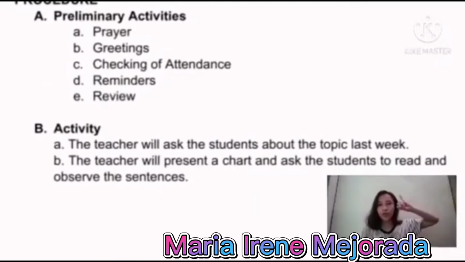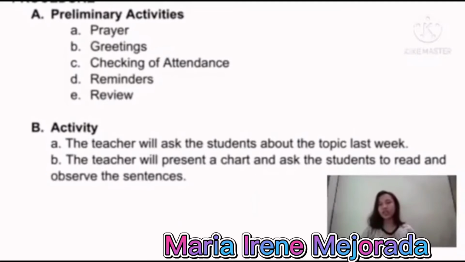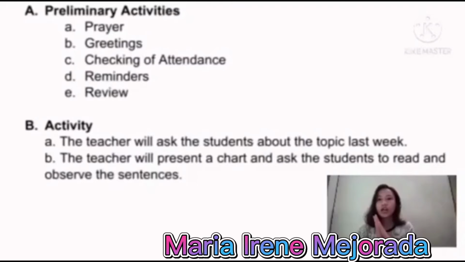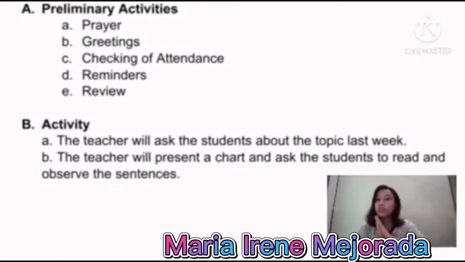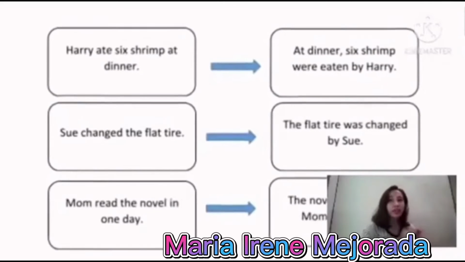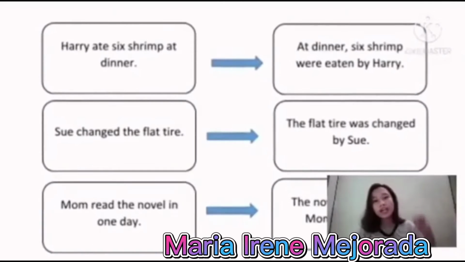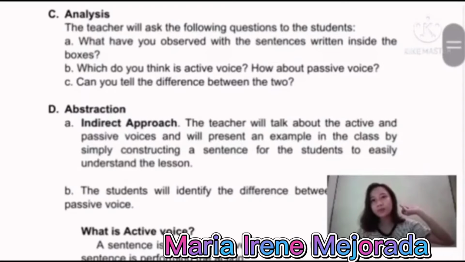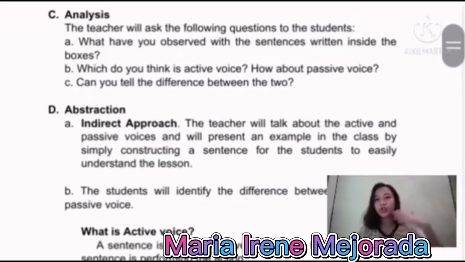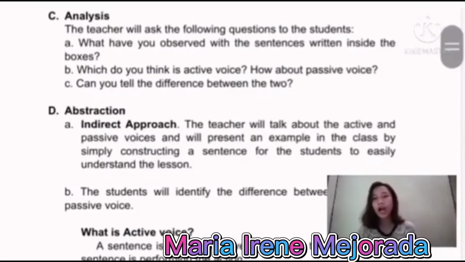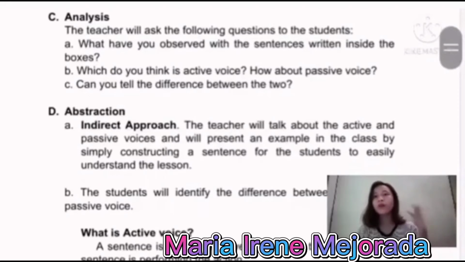So first we have the activity. As you can see in our lesson plan, we have an example of a chart to represent the difference between the active and the passive voice. Next is the analysis. Analysis is where you need to question your students. You need to ask them about what they have observed and what their thoughts are about the topic.